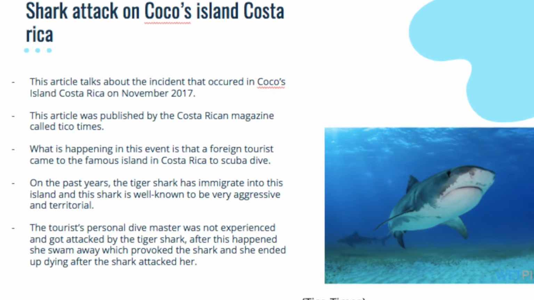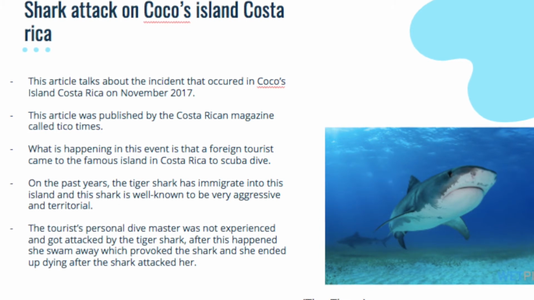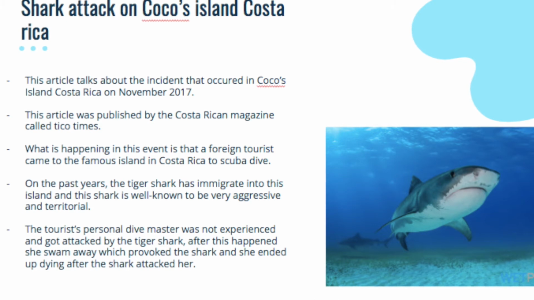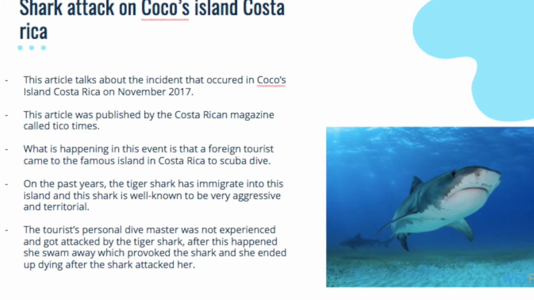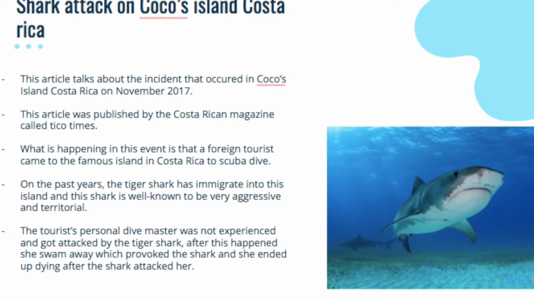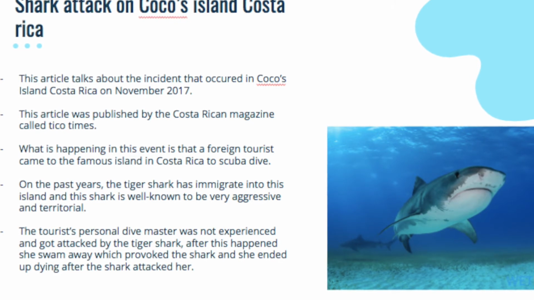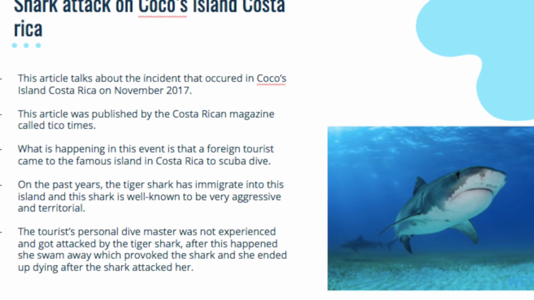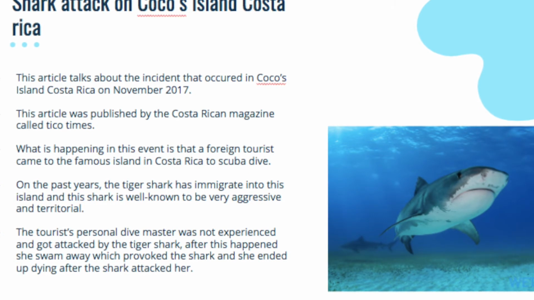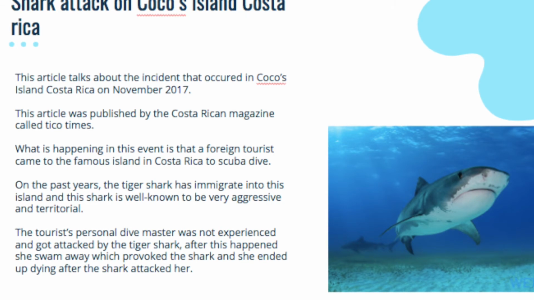What happened was that the tourist's personal diver was not experienced and was not from Costa Rica, and he got into the place of the tiger and the tiger got very aggressive and attacked him. After this, the woman started swimming away and didn't remain calm, and she got attacked by the tiger shark, and she then died at the scene. And this caused a lot of problems for the tourist attraction in Costa Rica.